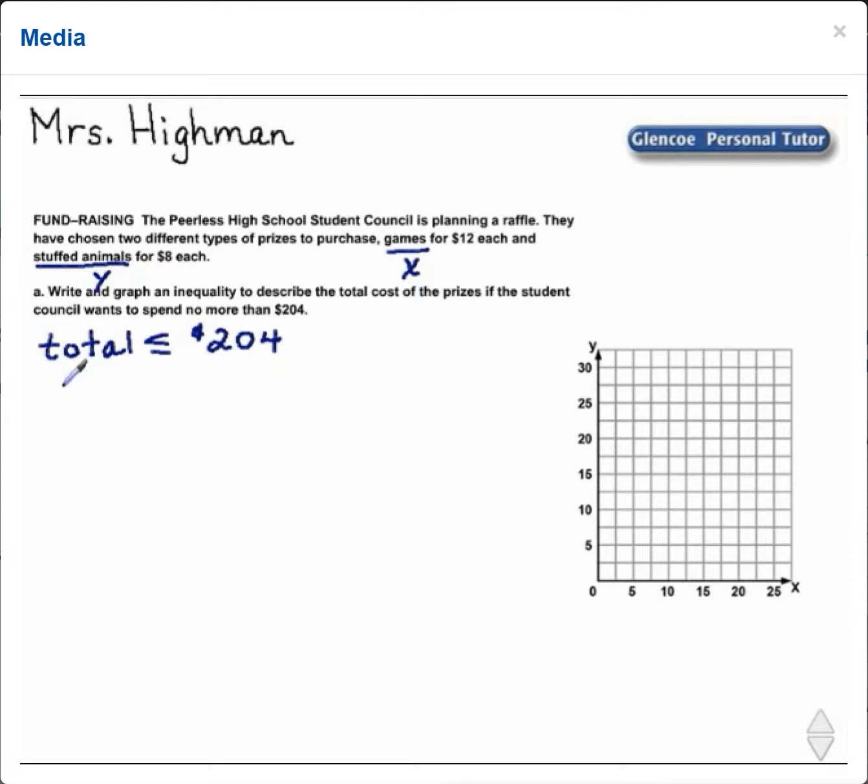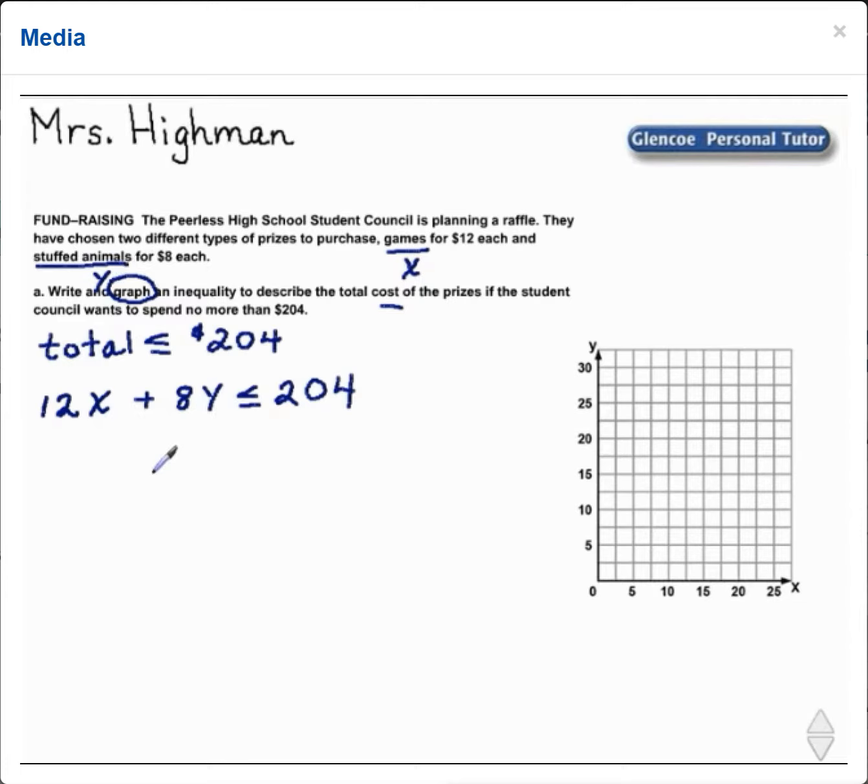So we need the cost of the games, which is $12 a piece, times the number of games purchased. And we're going to add to that the cost for stuffed animals, so that's $8 a piece, times Y stuffed animals. And we want that total to be no more than $204, so less than or equal to 204. So there's our inequality first that describes the total cost. The second part, we have to graph it.